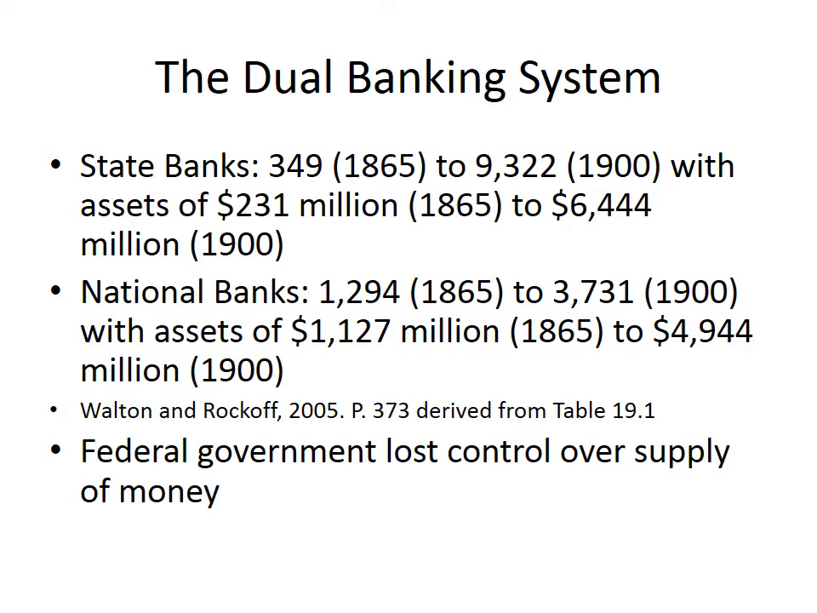But at any rate, in 1865, you have 349 state banks. By 1900, 322. I didn't work out the percentage change there.